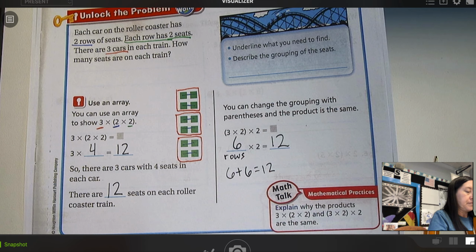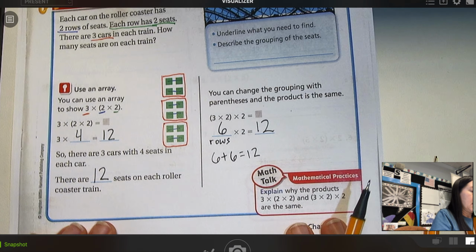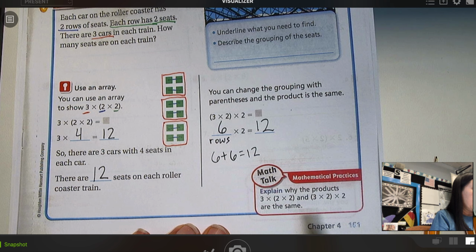All right. Math talk. Explain why the products 3 × 2 × 2 and 3 × 2 × 2 are the same. Well, remember, there are the same factors, they're just grouped differently. So the products are the same.